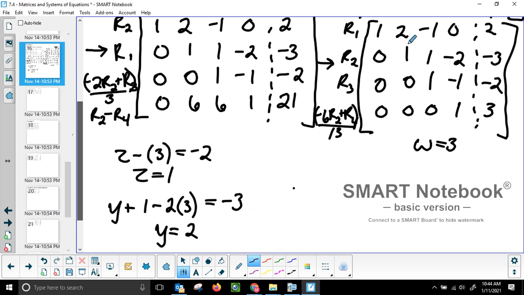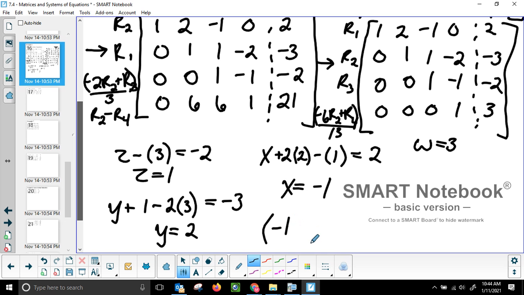Now I can jump up to my top equation here, and that tells me that x plus 2 times y, which is 2, minus z, which is 1, plus 0w, which is fine, is equal to 2. So here 4 minus 1 is 3. So if I subtract 3 from both sides, x is equal to negative 1. So this is actually an ordered quadruple. Remember, we say x, y, z, w. So negative 1, 2, 1, 3. And that's as hard of one as you will ever see. And like I said, on your test, that'll probably just be a bonus question.